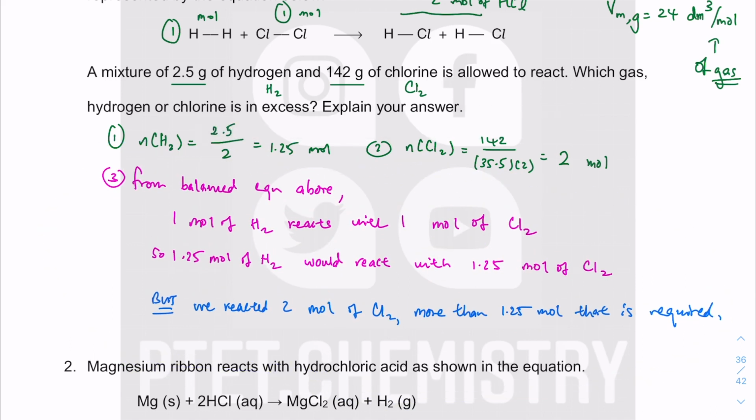You probably don't need to explain the whole thing in detail, but you've got to specify which is in excess, and you've got to show calculation to show which is in excess.